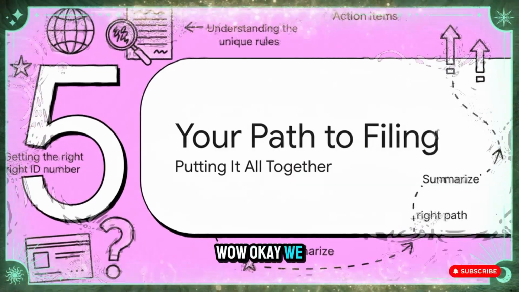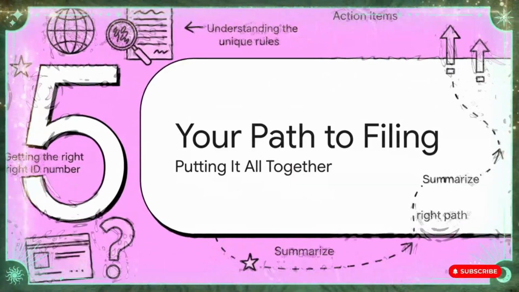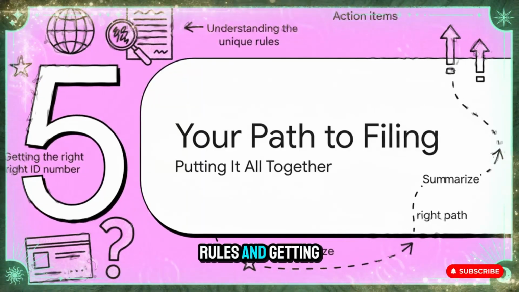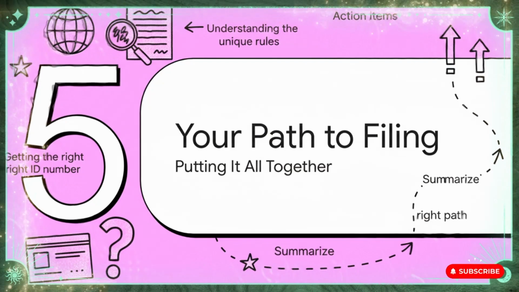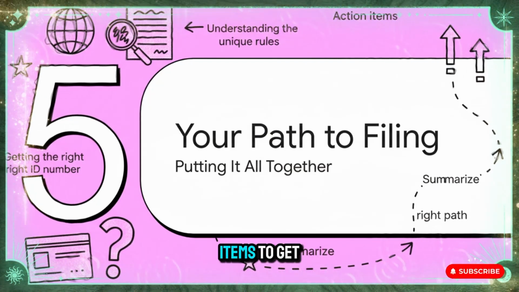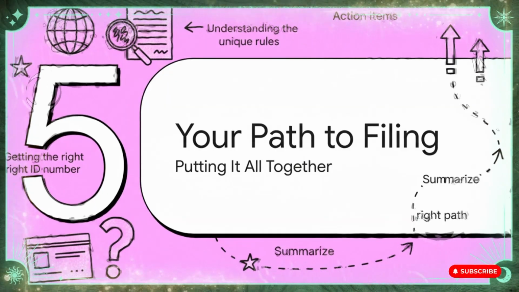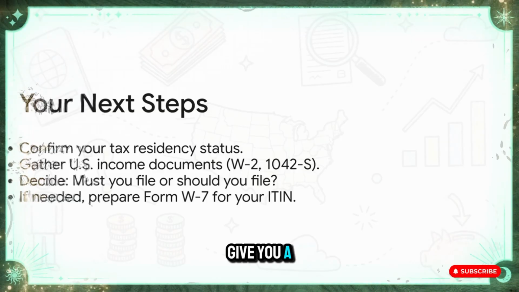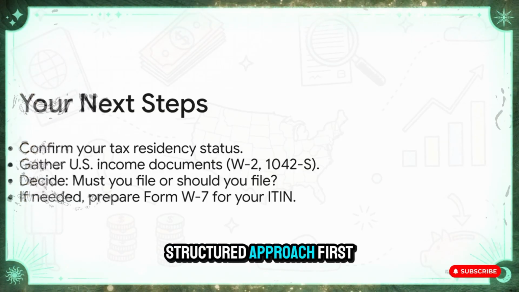Wow, okay, we have covered a lot of ground. From figuring out your status to understanding all the unique rules and getting the right ID number. So let's just quickly put it all together and summarize the key action items to get you on the right path. Following these steps in this order is going to give you a really clear, structured approach.